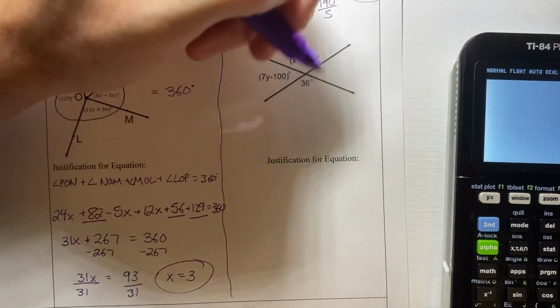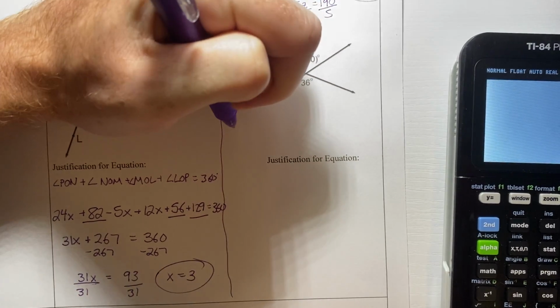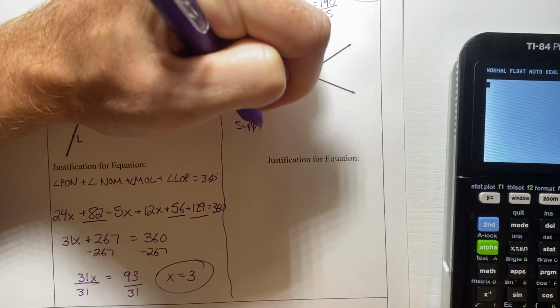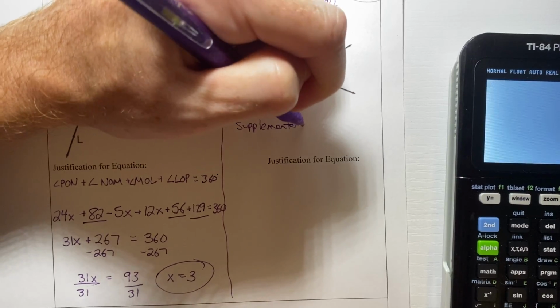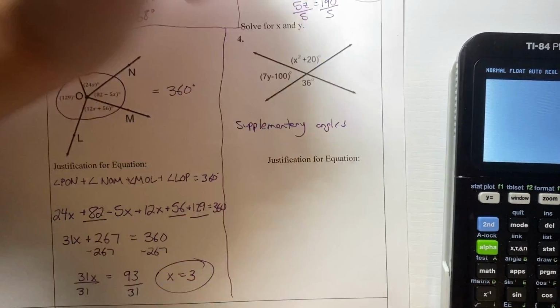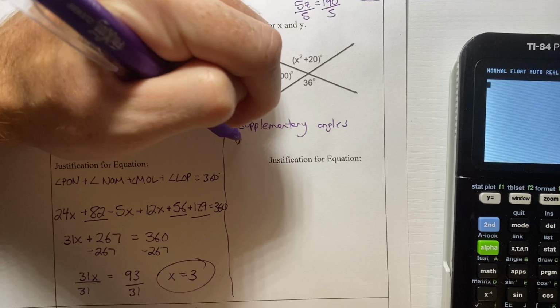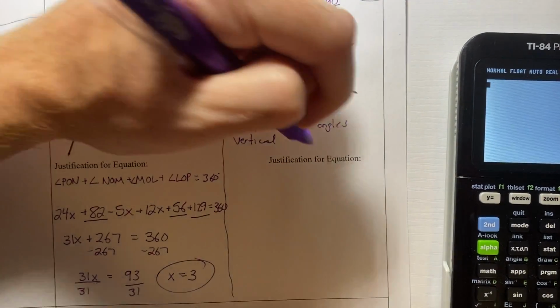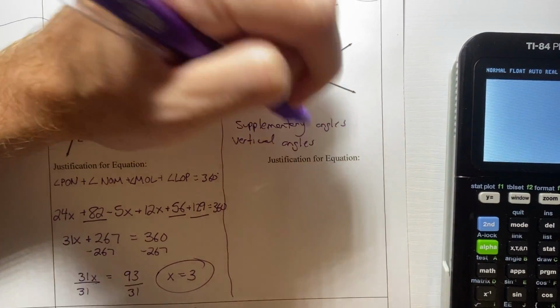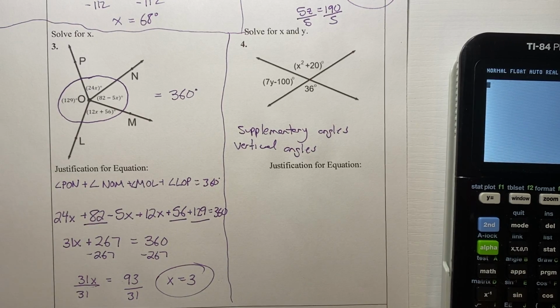These examples, I can use a lot of different things. First off, I'm going to use my definition of supplementary angles. And then I am going to use my definition of vertical angles. So we haven't talked about vertical angles yet. They're just going to be angles that are right next to each other.